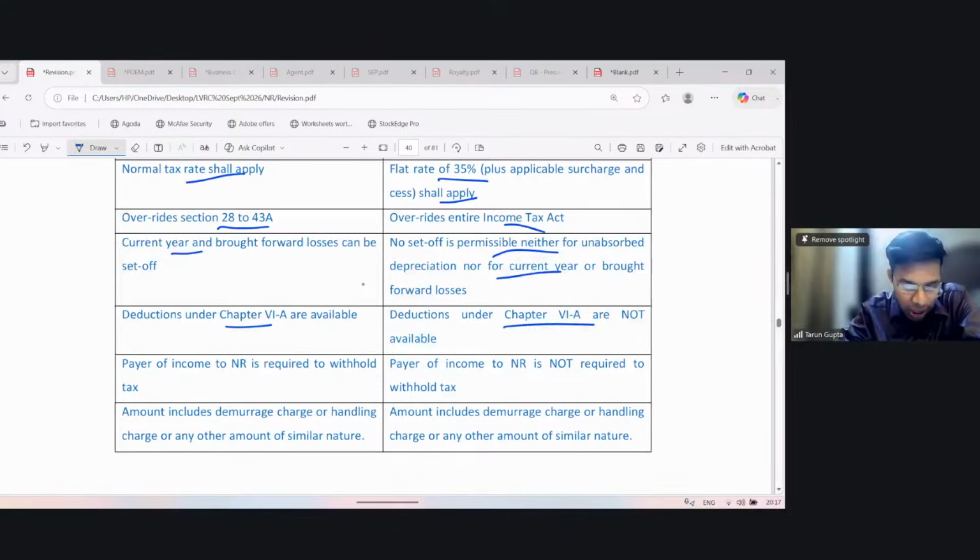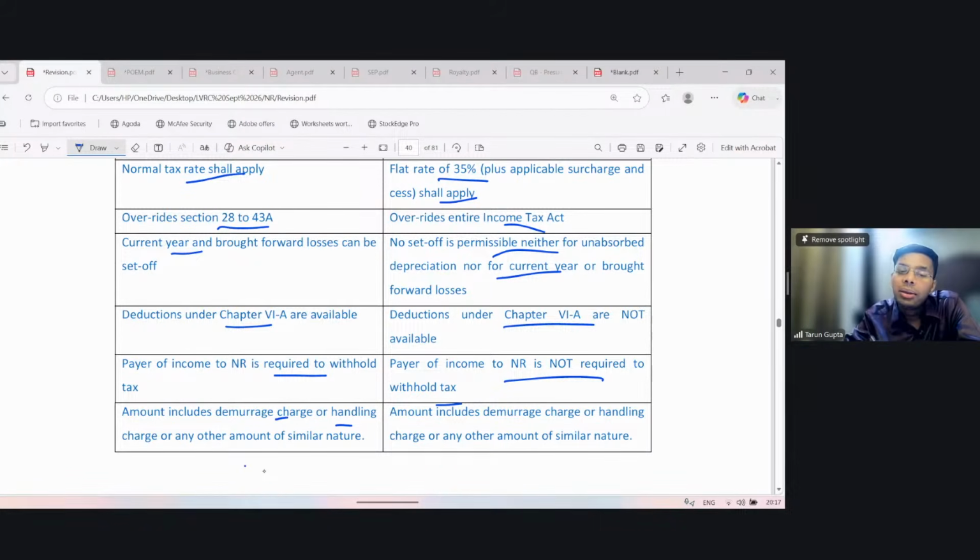Payer of income to NR is required to withhold tax under Section 44B. In case of 172, payer is not required to withhold tax. And the freight includes demurrage charges, handling charges, any other similar amount, the same as in 44B. In case of 172 also, the amount includes demurrage charge, handling charge, or any other similar amount. Clear?